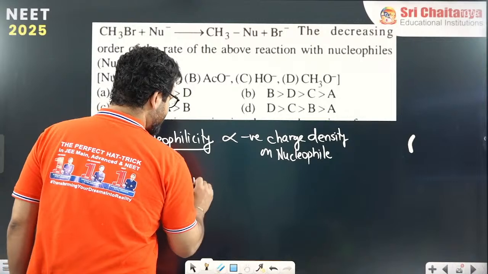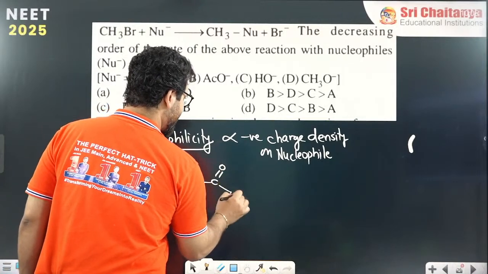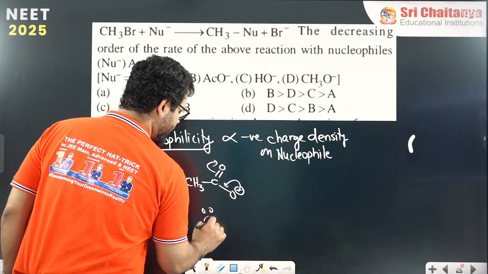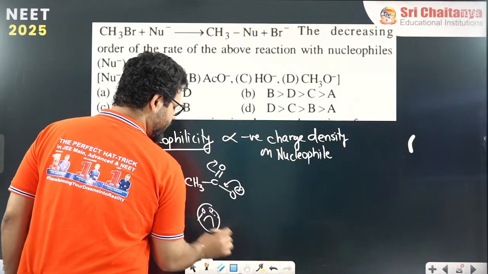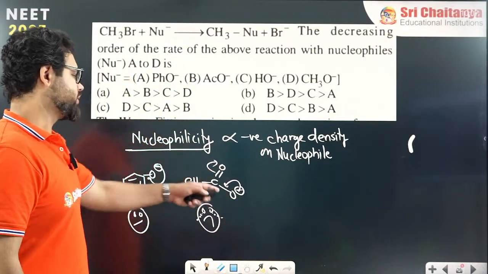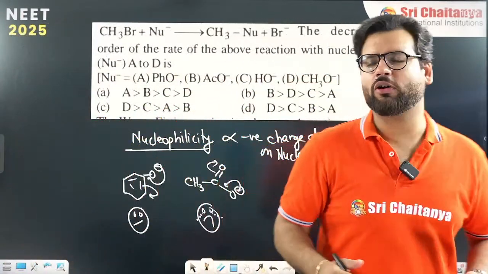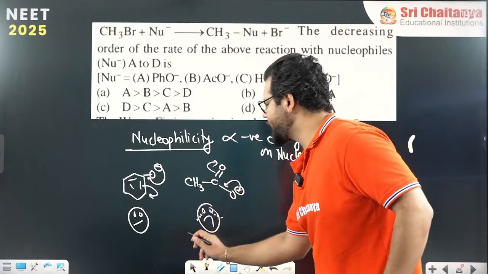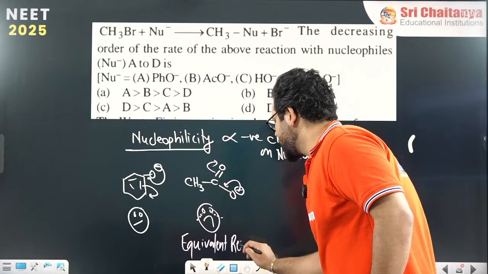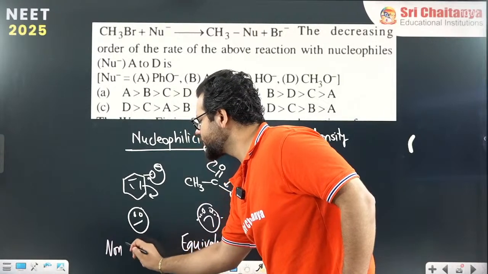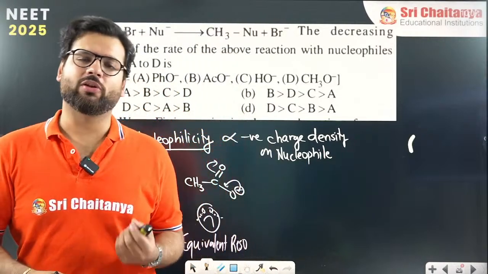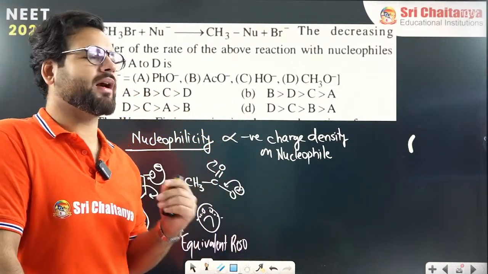Next is AcO minus, which is acetate. This is also going for resonance. This is very, very bad because this resonance will be a very stabilizing resonance. We call it equivalent resonance, where the two structures look exactly the same. So it is equivalent resonance, and this is a non-equivalent resonance. So wherever you see an equivalent resonance, it means the lone pair is very, very busy in the resonance. It will not be available for donation.